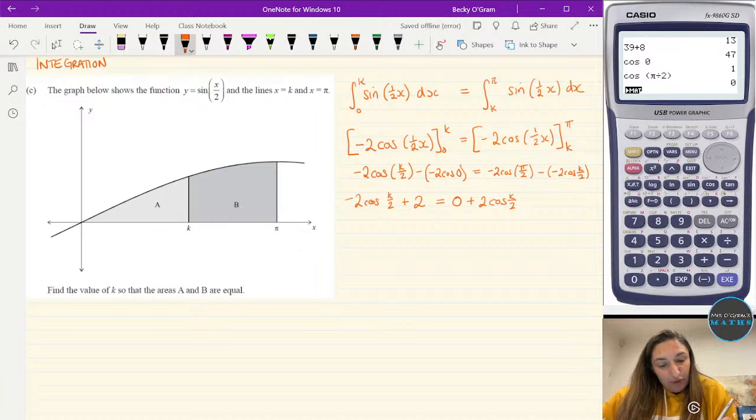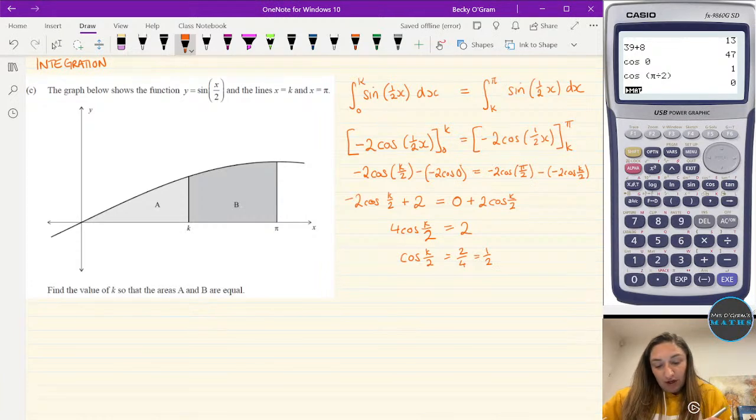Right, now we've got 4 cos k by 2 by bringing this cos over to add it together. That will be equal to 2. So cos k by 2 is equal to 2 over 4, which is equal to a half. Now go to your special triangles on your formula sheet, because cos being equal to a half is one of those special triangles. And I'm just going to check I haven't made any silly mistakes. Yeah, I'm doing okay so far.